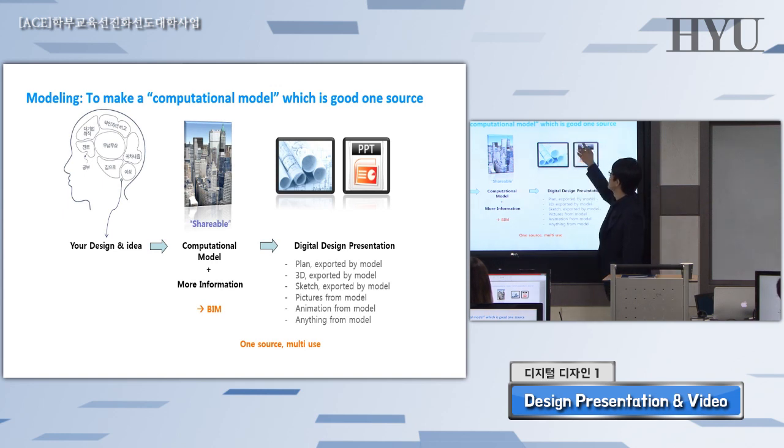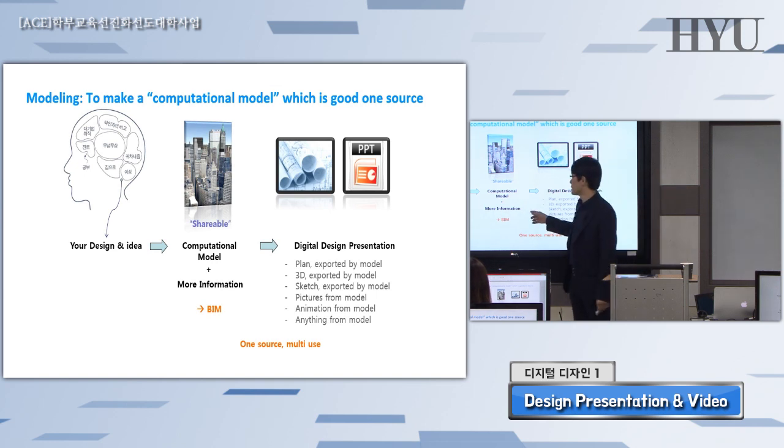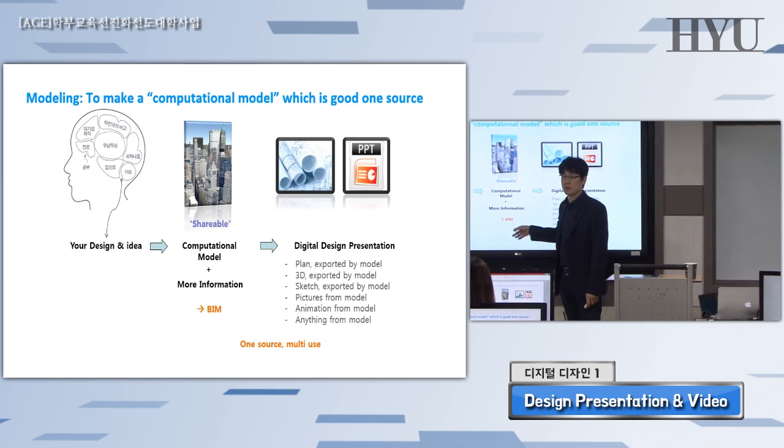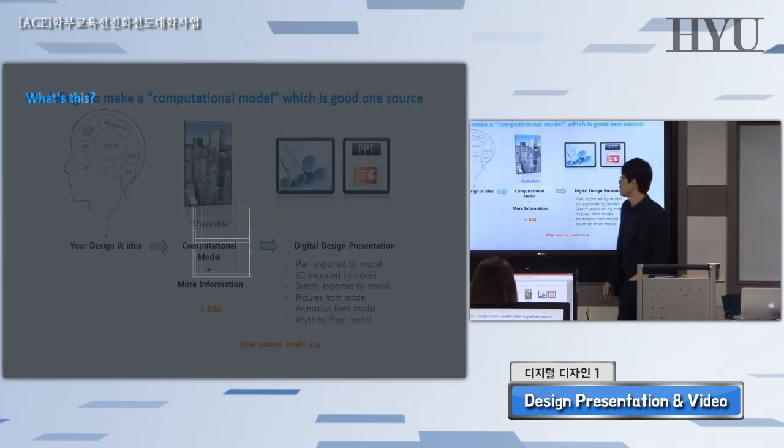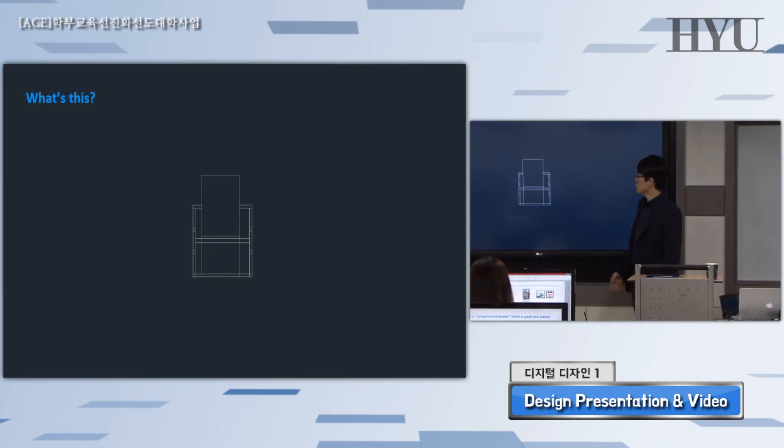That model is supposed to be a good source, okay? And then we can extract the entire structure we need: plans, drawings, video files, whatever, okay? So far, the most good one is, I think, building information modeling, okay? Simply say, Revit file.